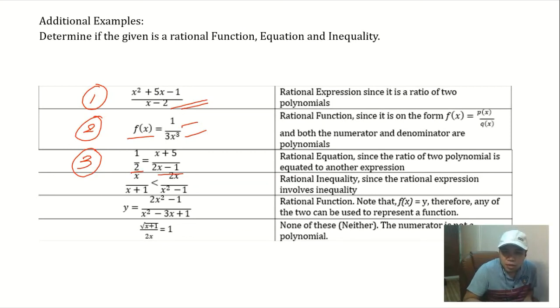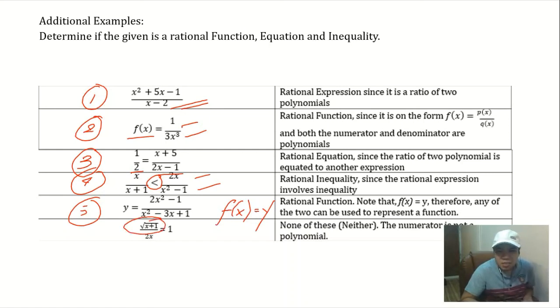Number four, since we are using less than sign at polynomials naman sila ron, kaya rational inequality yan. Number five is another rational function. F of x is also y. And finally, meron tayong radical sign sa taas. We cannot consider that as polynomial, kaya hindi siya kasama dun sa apat.